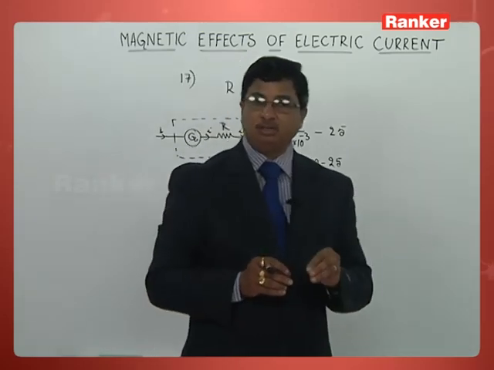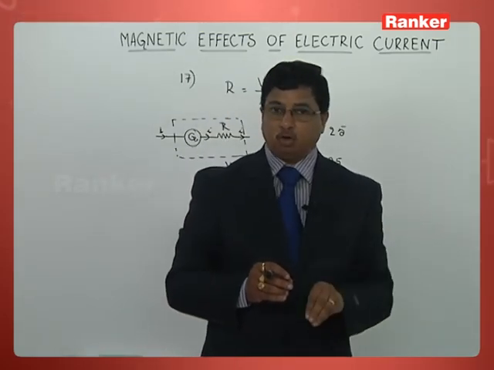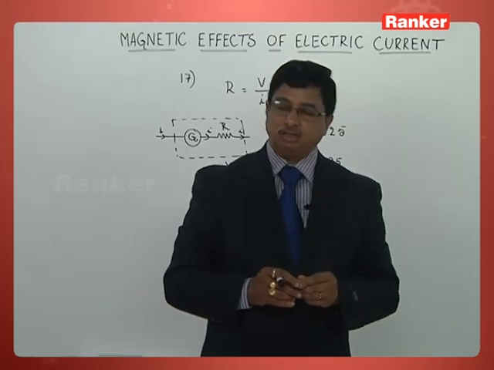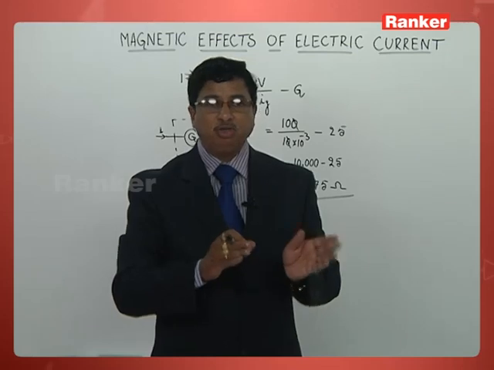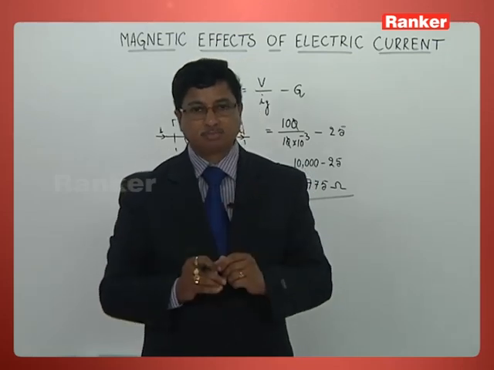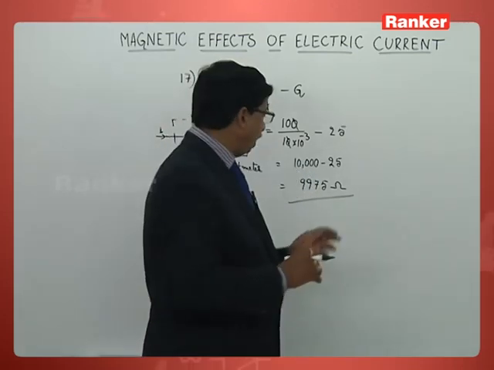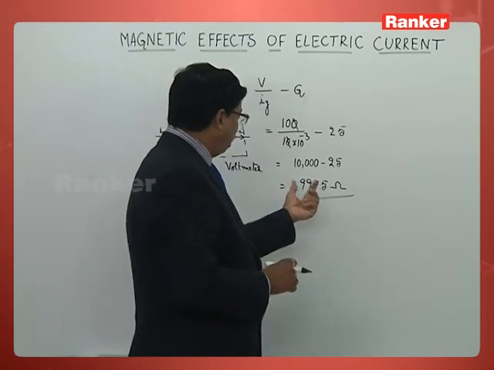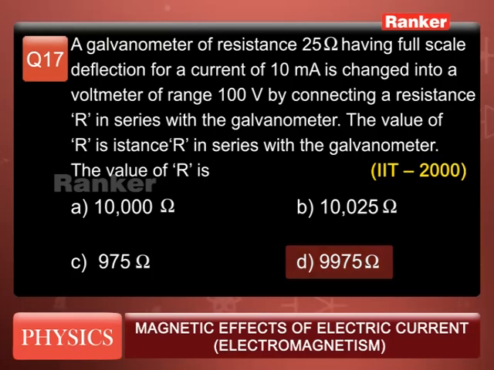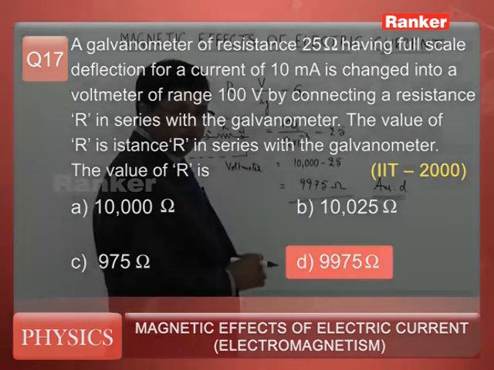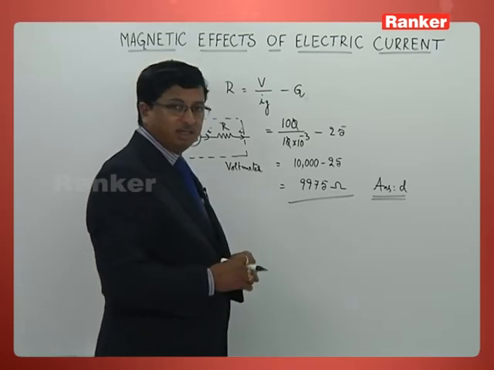It is 9975 ohm that is to be connected in series to that galvanometer to convert that one into a voltmeter as such. So the correct answer what we have got here is tallying with the fourth option given there. Therefore, the answer for this question is going to be D. This is the one. This is question number 17.